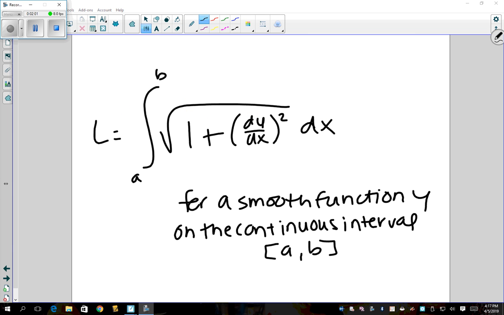So here's our formula for arc length. It is the integral from a to b of the square root of 1 plus the derivative dy/dx squared, and we integrate that with respect to x. And this is for a smooth function y on the continuous interval from a to b. Again, it's important that we have that derivative at every single point, including the endpoints.